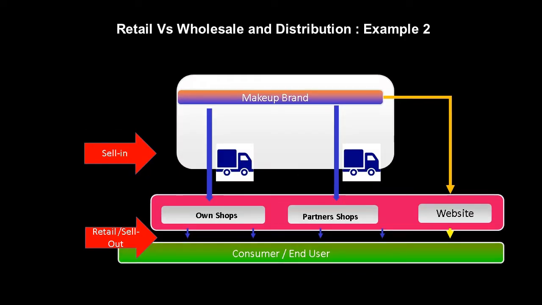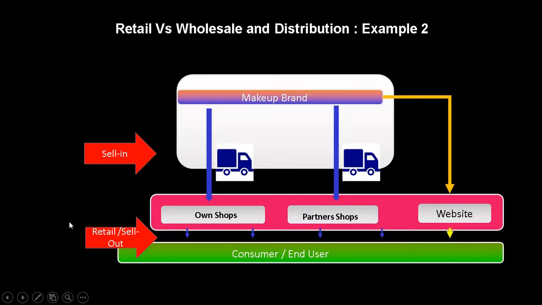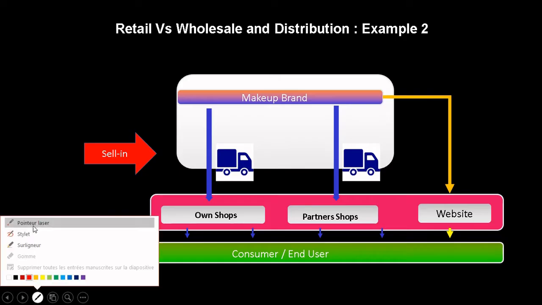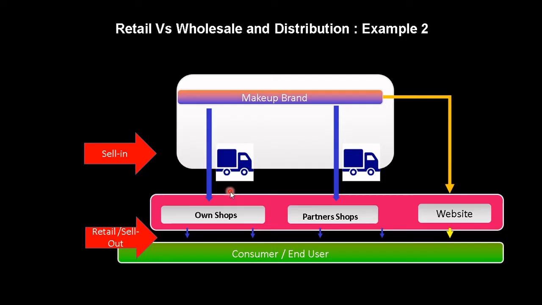In the second example, we can see that this makeup brand has decided to go to the market differently. Their retail and distribution model is based on direct distribution. As we can see, this makeup brand distributes directly to their own shops and as well to their partner shops. When these own shops and partner shops sell the products to the end user, that's when the retail is happening. So we have here fewer steps. And we can see that this makeup brand as well sells product directly to the end user or takes care of sellout through websites as well.